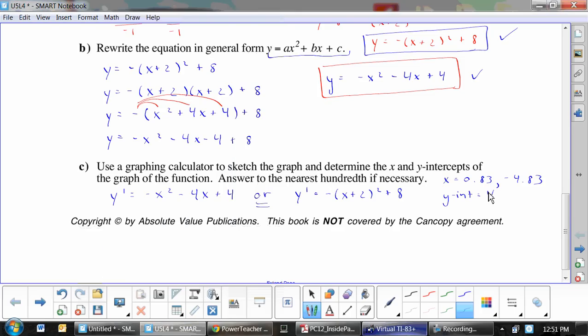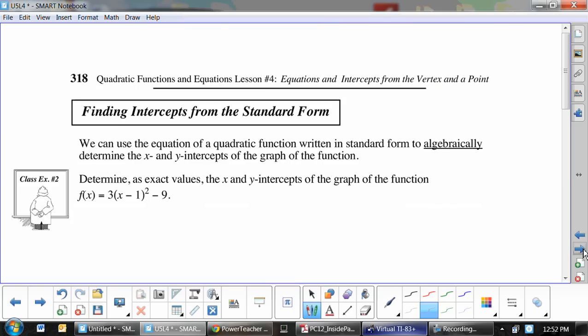But we know a quicker way to find that by looking at our general equation, right? Yep, so it's always what's left at the end, which is 4 in our general equation. So, Josh, that's where the trick is, right? You have to be looking at that general equation, not at the standard form. So let's move on to example 2.